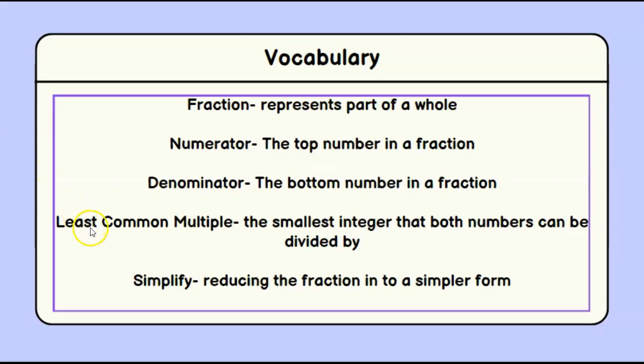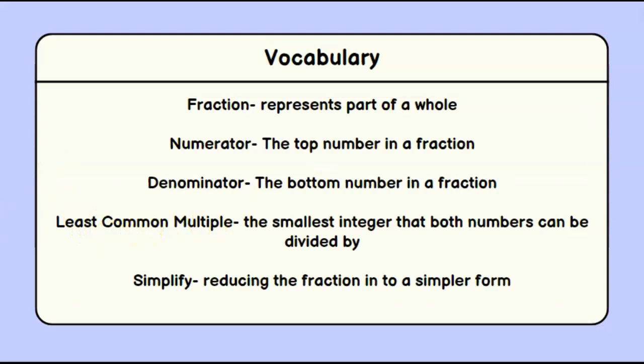We will need to find the least common multiple or least common denominator in order to solve these problems, which is the smallest integer that both numbers can be divided by. And then finally, simplify means reducing the fraction into a simpler form.